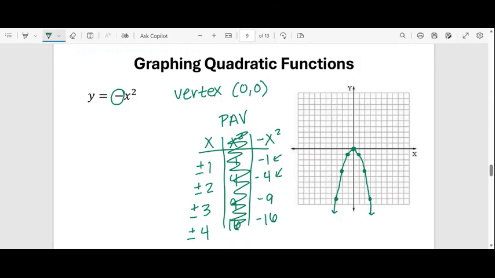So our axis of symmetry on this would still be x equals 0, right? It would still cut through the middle. And our domain on this, our left and right limits, would still be all real numbers or negative and positive infinity. But our range changes. So instead of going to positive infinity, this thing's facing down. So our range goes from 0 to negative infinity, right? So it goes all the way up to 0 and stops and goes down to negative infinity.